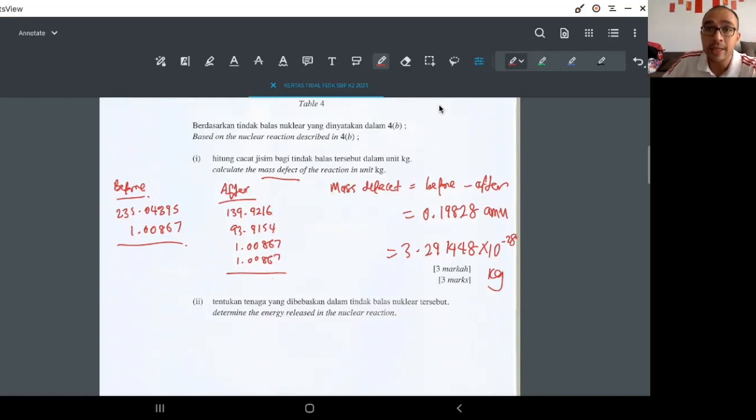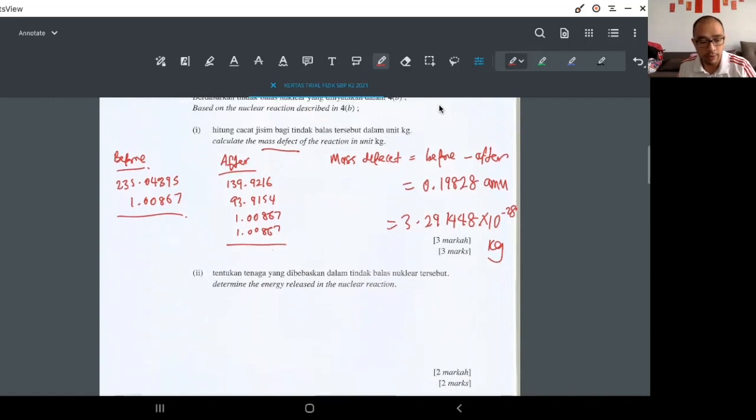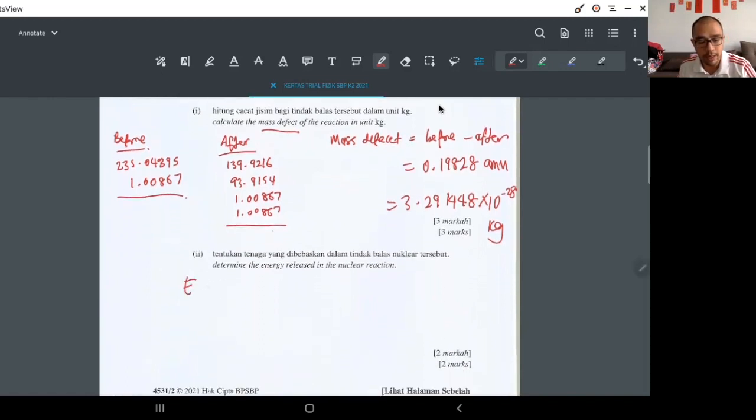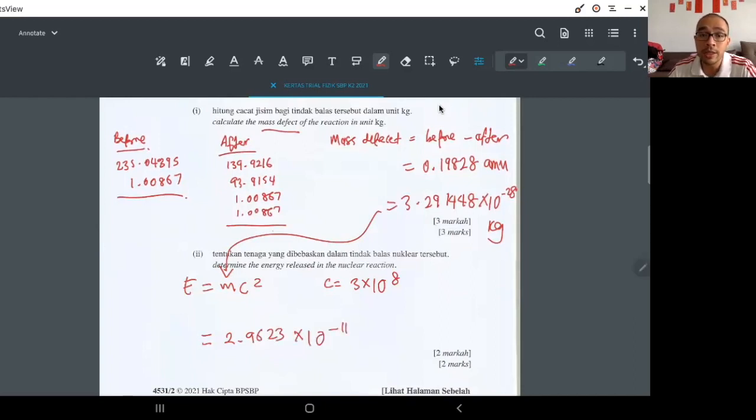And that mass defect is the one that you use to determine the energy by using the formula E equals mc squared. So the m you take from here, c value is 3 times 10 to the power of 8, which is the speed of light. Okay, and when you calculate, you will get 2.9623 times 10 to the power negative 11, and the same thing now, the unit for all energy is always, and always will be joule.